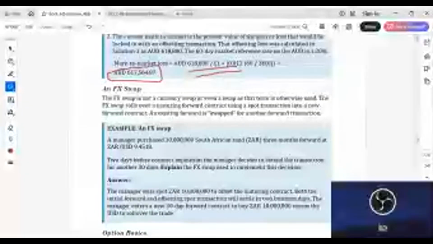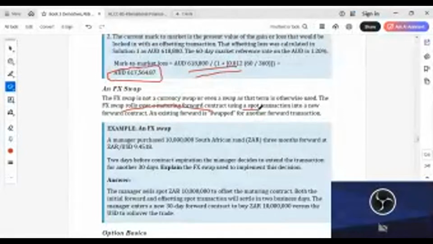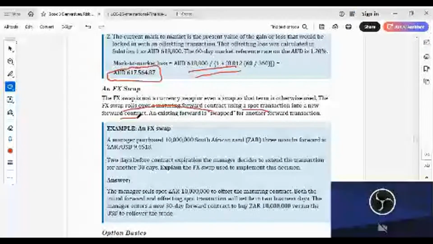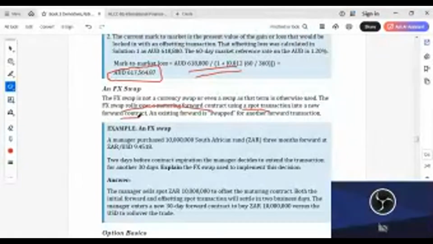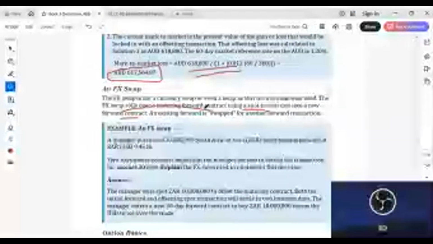Okay. Then FX swap is a misnomer. Actually, it is not much like a swap. It simply rolls over a maturing forward contract using a spot transaction into a new forward contract. So suppose you have taken a position 1 month forward. Now that 1 month is about to end, so you will settle that by taking an opposite position in the spot market because of expiry, and then take one more forward position which matures after 1 month. What we normally call a roll over in derivatives is called an FX swap in currency.